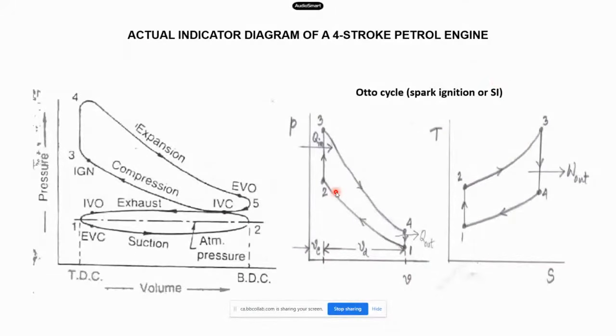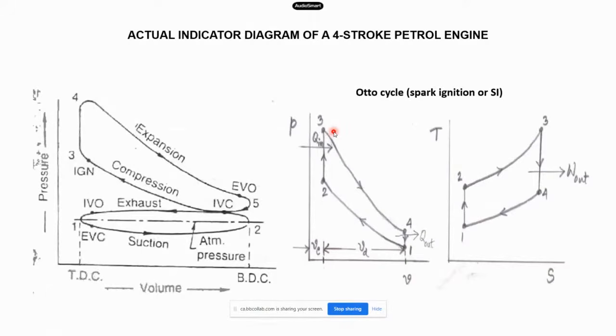So this is an Otto cycle. An Otto cycle consists of 2 constant volumes, which is V1 here equal to V4, and V2 equal to V3. So the heat addition takes place at constant volume between 2 and 3, and the heat rejection takes place between 4 and 1. So the compression ratio of this Otto cycle is V1 over V2. That is the compression ratio. The expansion ratio is going to be V4 over V3.